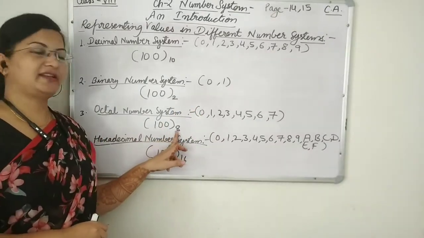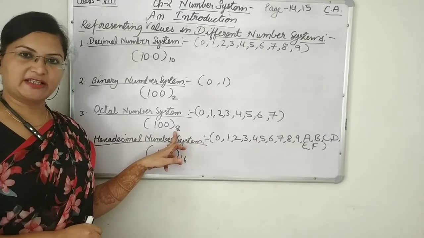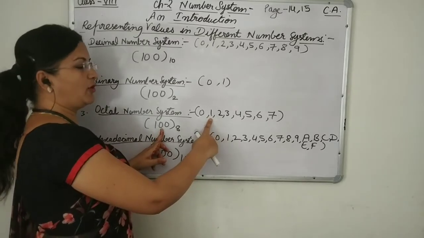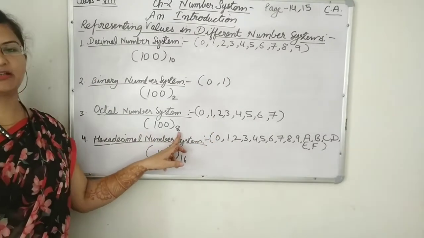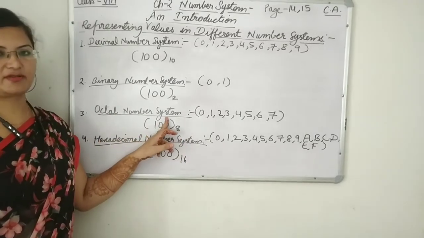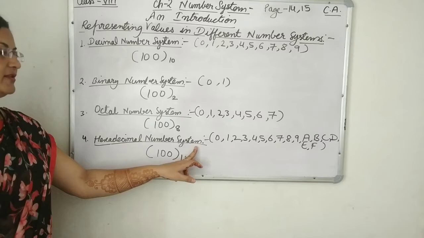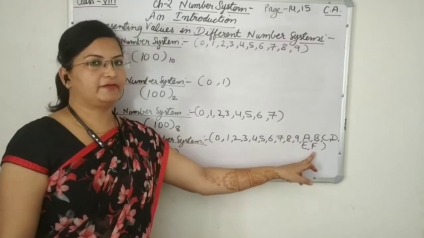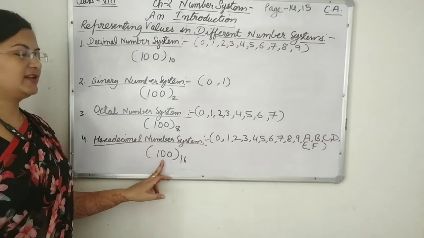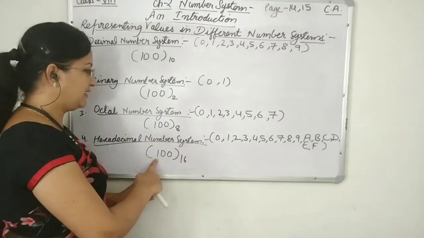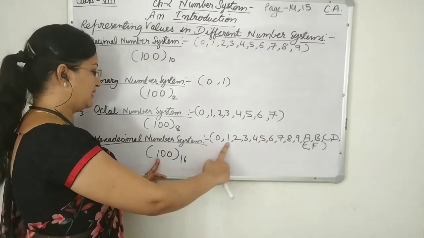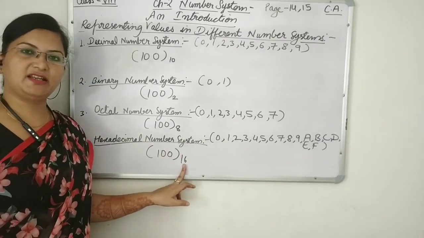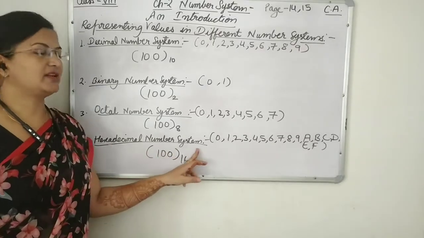If 100 base 8 is written, that means it is the octal number system. You can see 1 is a valid octal symbol, 0 is also a valid octal symbol, and this way 100 base 8 is the example of the octal number system. The next is the hexadecimal number system. It has digits from 0 to 9 and capital letters A, B, C, D, E, F. So here again I have taken the same example 100. You can see 1 is a valid symbol in hexadecimal symbols and 0 is also there. So if we are writing 100 base 16, that means it is the hexadecimal number system.